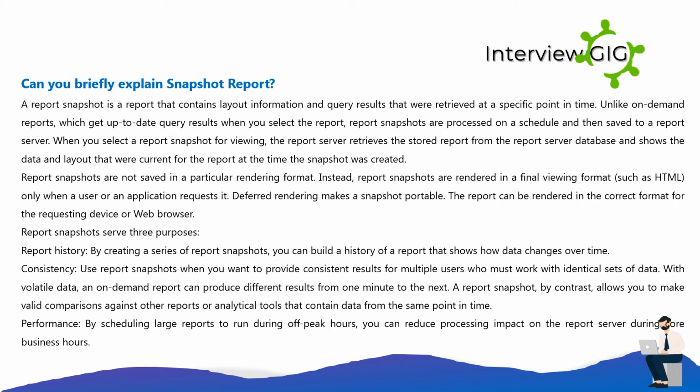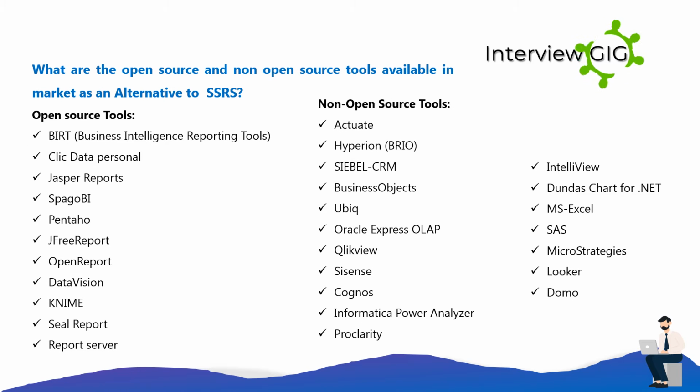Report snapshots serve 3 purposes. Report history: by creating a series of report snapshots, you can build a history of a report that shows how data changes over time. Consistency: use report snapshots when you want to provide consistent results for multiple users who must work with identical sets of data. With volatile data, an on-demand report can produce different results from one minute to the next. A report snapshot, by contrast, allows you to make valid comparisons against other reports or analytical tools that contain data from the same point in time. Performance: by scheduling large reports to run during off-peak hours, you can reduce processing impact on the report server during core business hours.